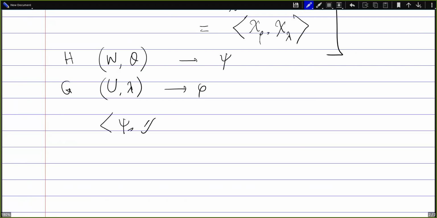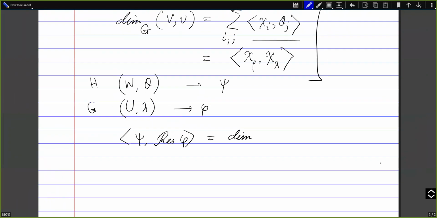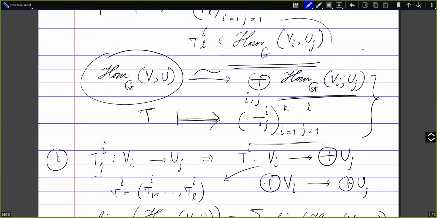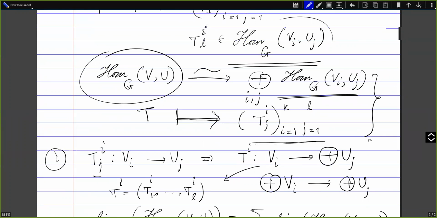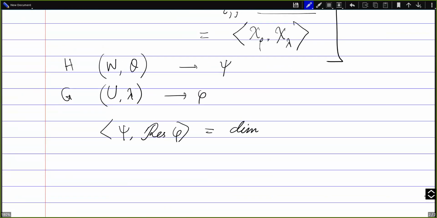So the inner product of psi restricted with theta, in view of the general observation that we have made here, is nothing but the dimension of the space of H invariant maps from W to U. Okay, this is what we have.